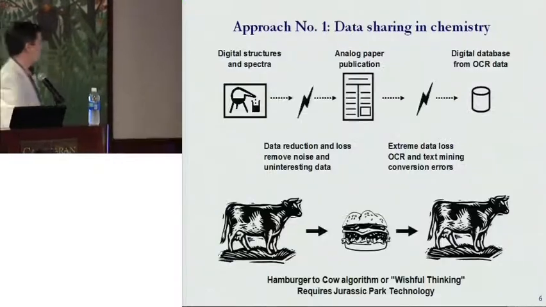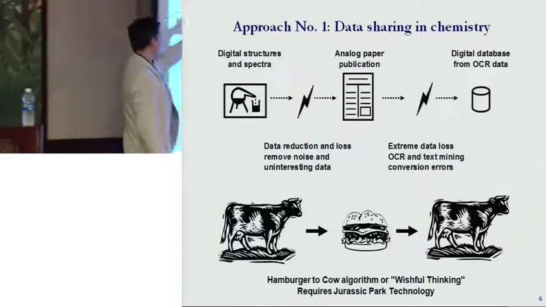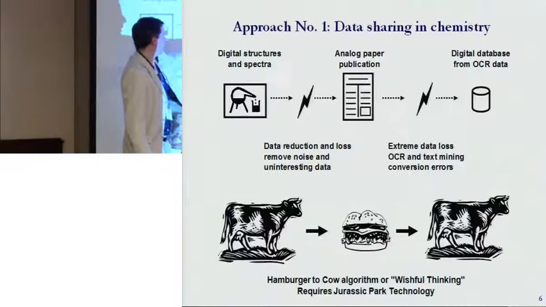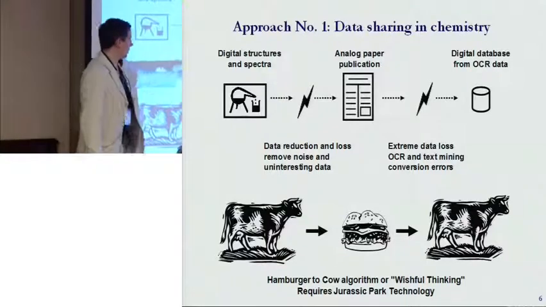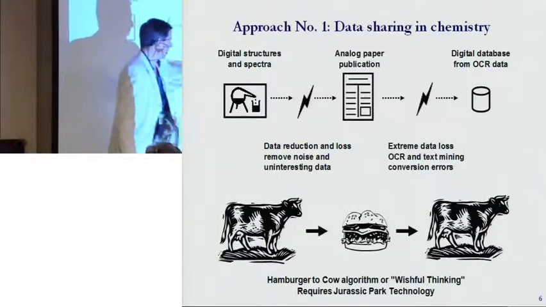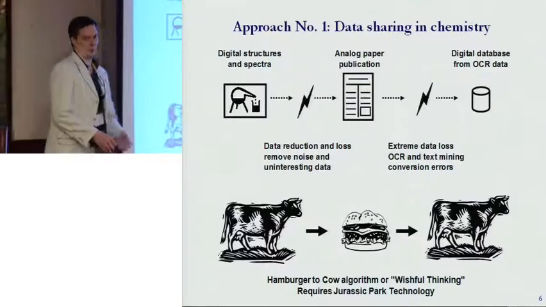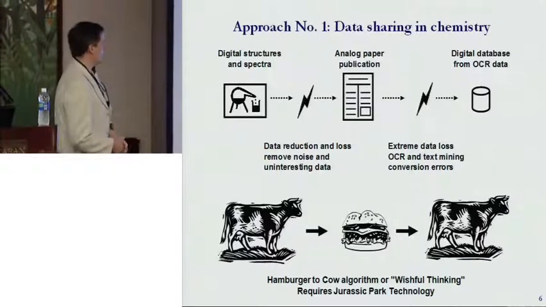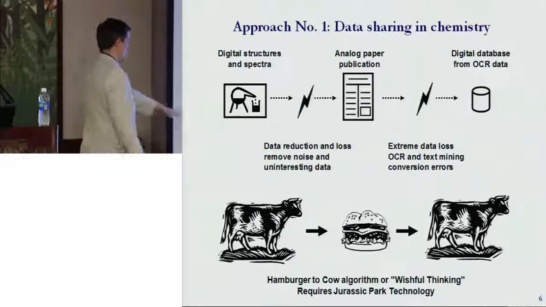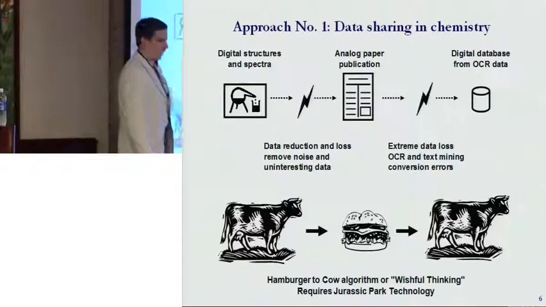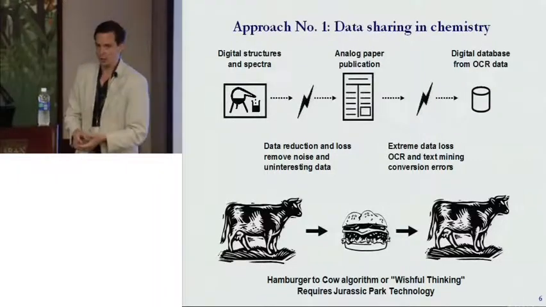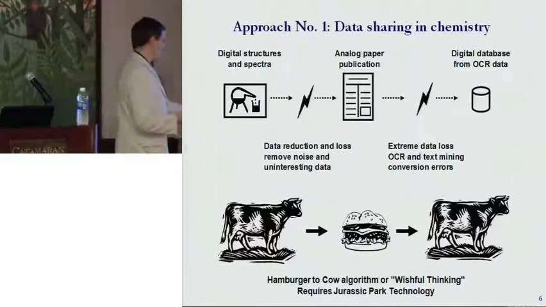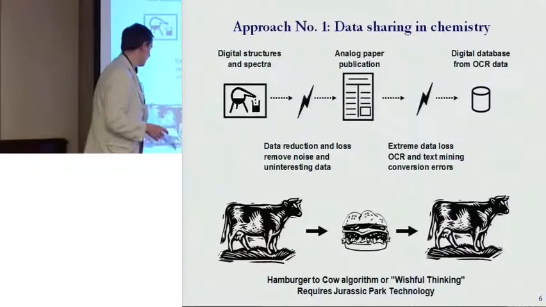And so this is something: we publish digital structures and spectra, we have a loss of data, we put it on a picture in an analog paper, and then later we develop tools which are working for OCR and text mining, which obviously have errors, and then we put everything into a large chemistry or spectral database. That's the same or similar as if you have a cow, you create a hamburger, and then out of the hamburger you want to create a cow. So that is the so-called hamburger to cow algorithm.